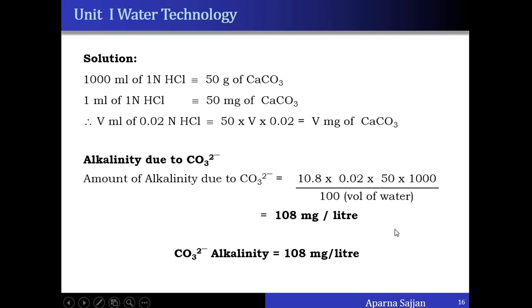So this is how we have to solve the different numericals on alkalinity for 5 conditions. First condition is P is 0, second condition is MO is 0, third condition is P exactly equal to half of total, fourth condition P greater than half of total, and the last condition P less than half of total.